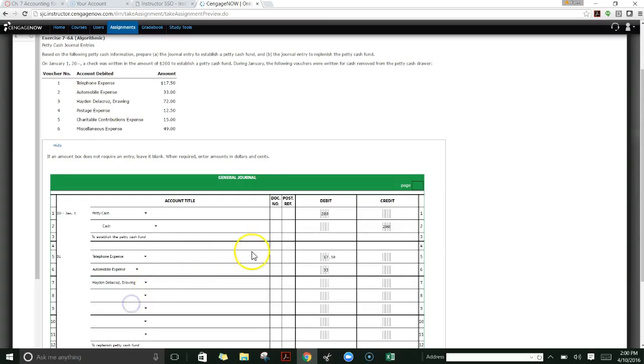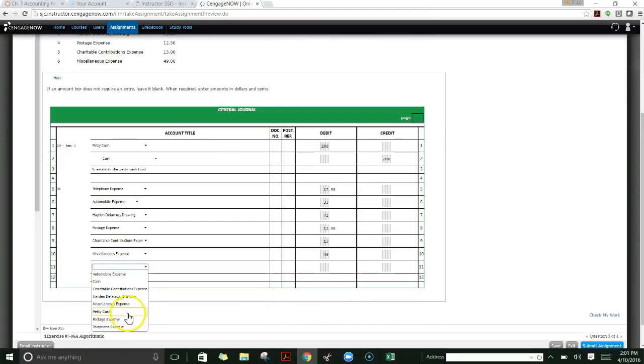There was also something taken out for personal use. Postage expense of $12.50. Charitable contributions expense, $15, and miscellaneous expense of $49. And then you want to credit cash for those.